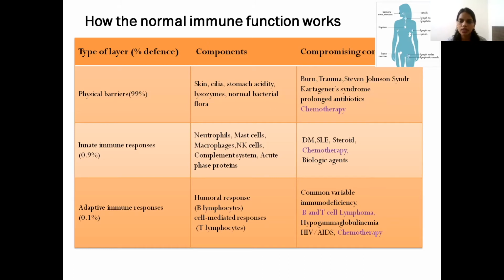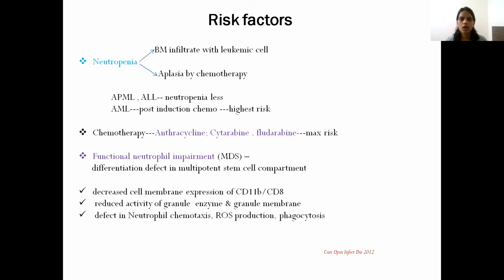So as we can see here, in hematological patients, all three layers can be affected. Now we'll discuss the risk factors associated with increased risk of infection in a hematological patient. The first one is neutropenia, which is the most important and most common, because of two things. One is that the bone marrow is infiltrated with leukemic cells, which is seen in AML and ALL patients. And the second is the aplasia caused by the use of chemotherapeutic agents.